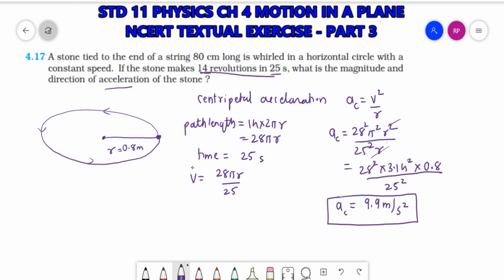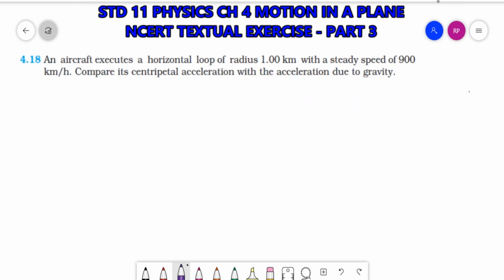Now let's move to the next, that is 4.18. An aircraft executes a horizontal loop of radius 1 kilometer with a steady speed of 900 kilometer per hour. Compare the centripetal acceleration with the acceleration due to gravity. Okay, means aircraft is executing a horizontal loop. So this is, let's say, the horizontal loop. This is the radius, that is 1 kilometer, or I can write it down as 1000 meter.